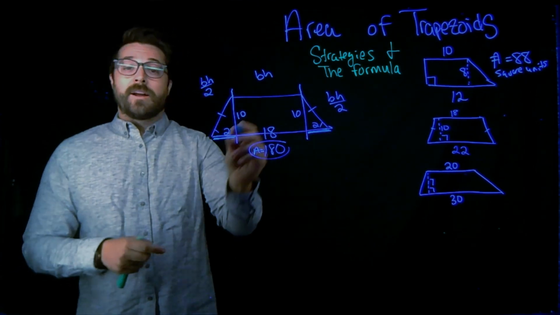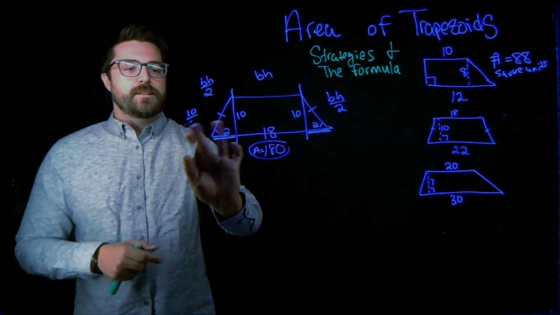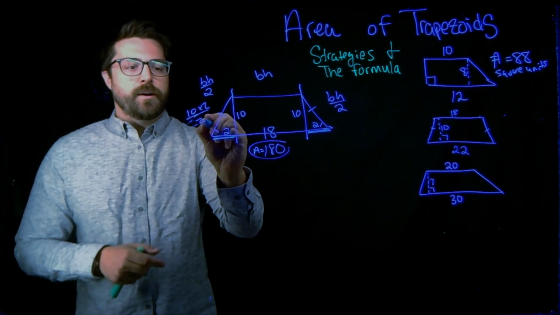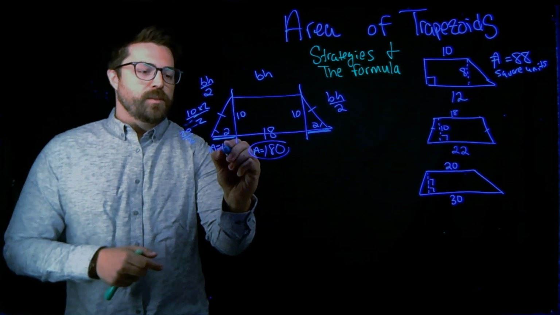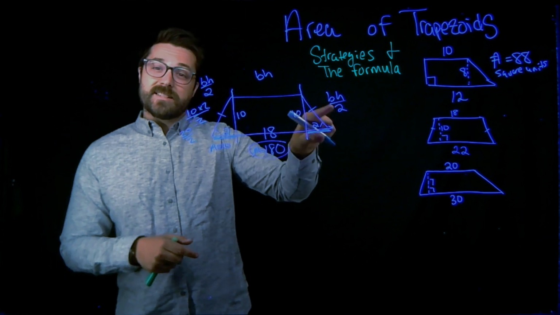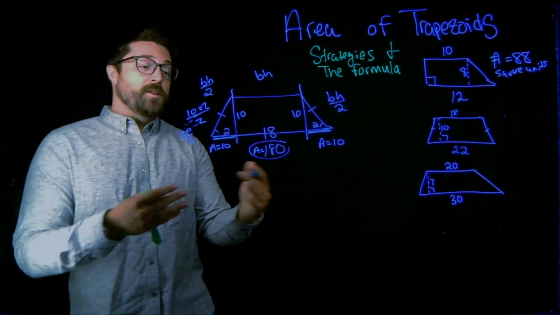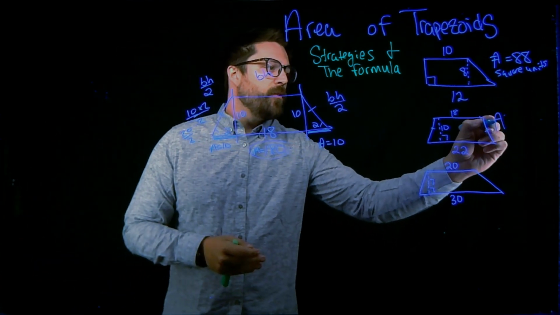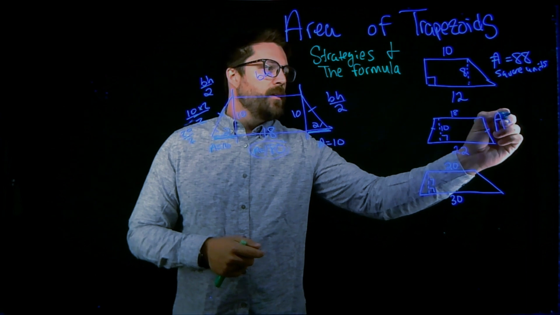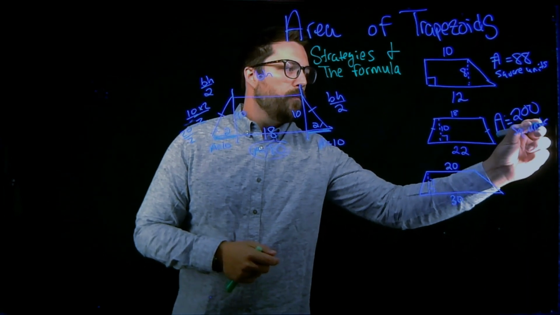And then again, my height was 10, so 10 times 2 divided by 2, which is just 20 divided by 2. So the area here is 10. This is the exact same triangle, so the area here is going to be 10. And then we just combine 180 plus 10 plus 10. The area for this isosceles trapezoid is going to be 200 square units.